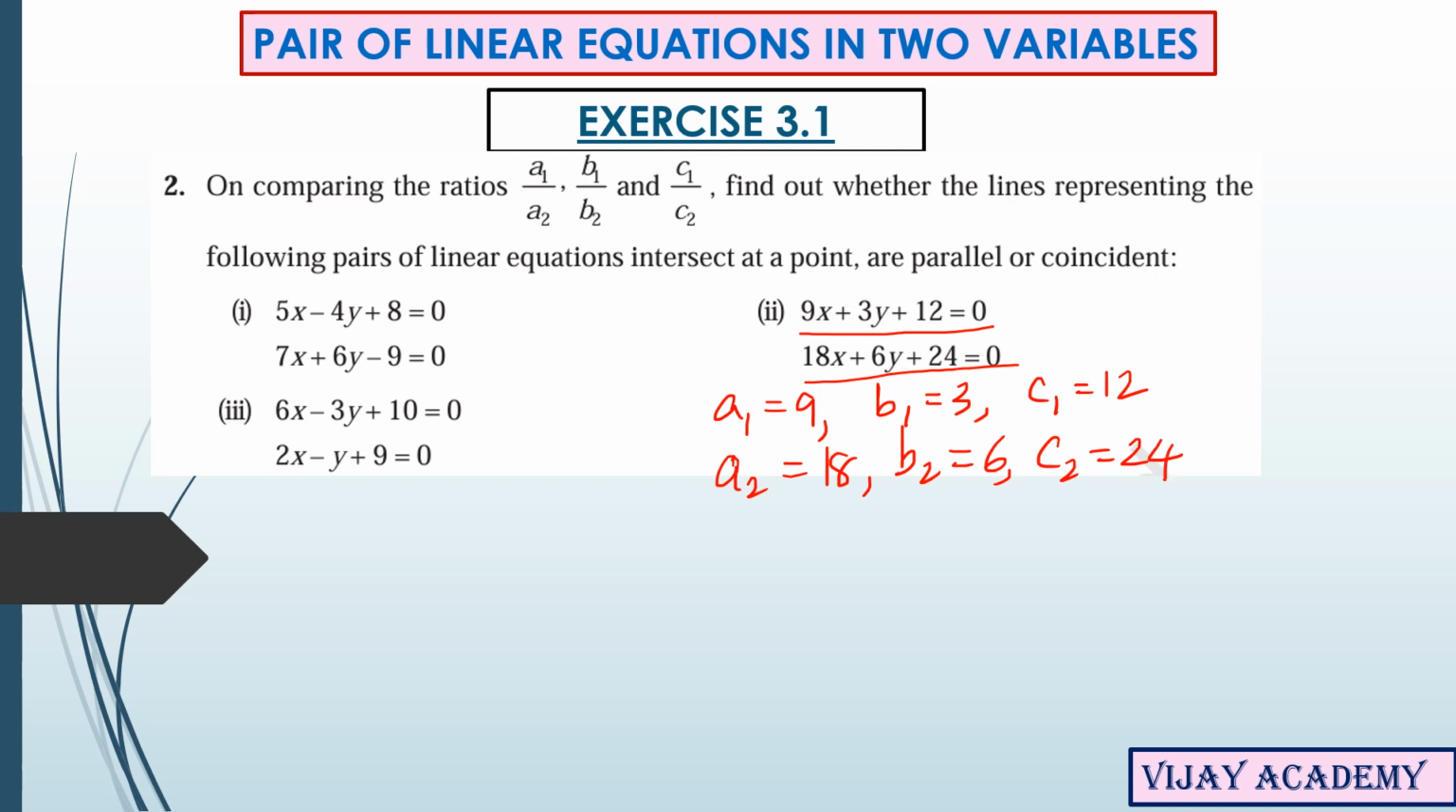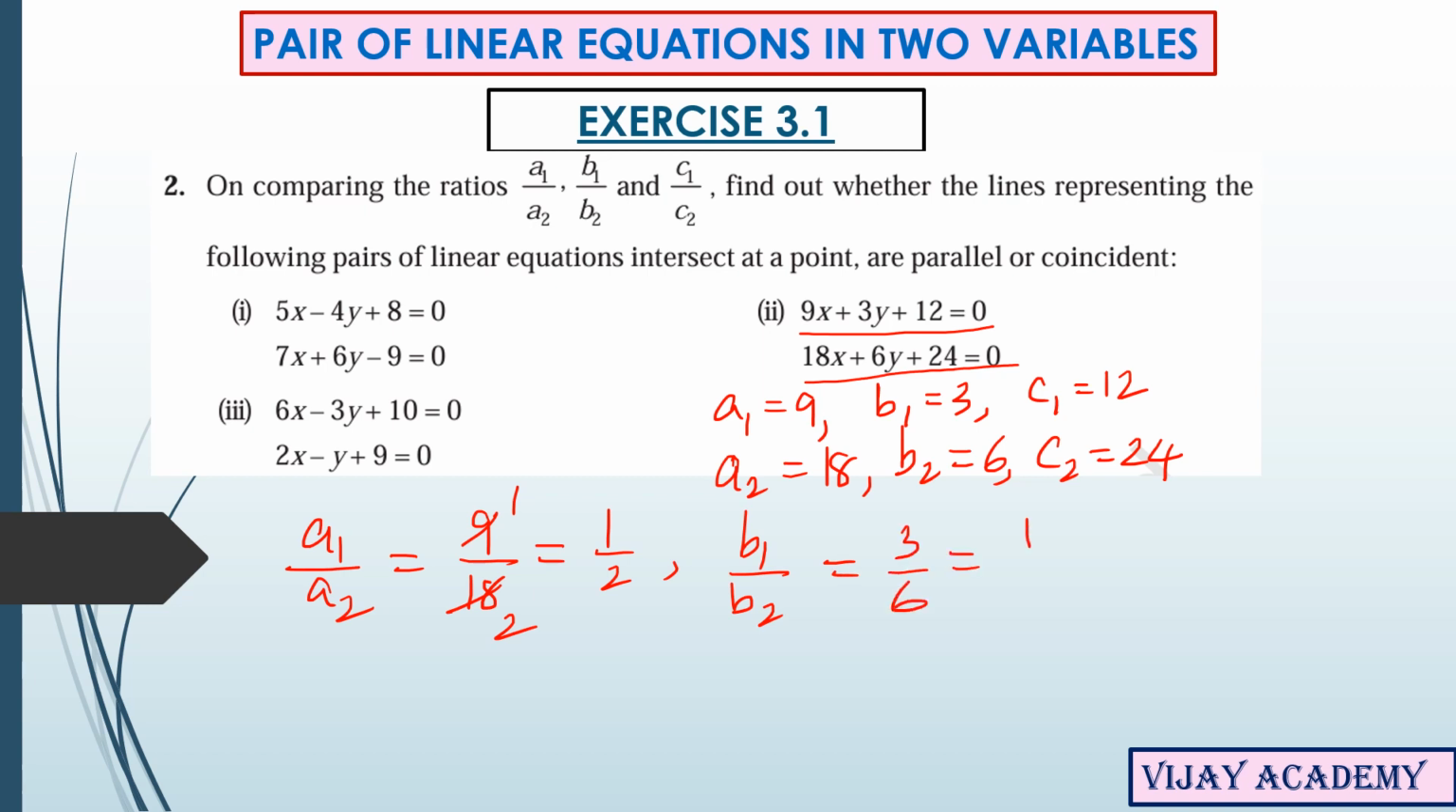So now let us find out the ratios. a1 by a2 is 9 by 18. Reducing this to lowest terms, 9 ones are 9 and 9 twos are 18, which is 1 by 2. Similarly, b1 by b2, which is 3 by 6, which is equal to 1 by 2, and c1 by c2, that is 12 by 24, that is equal to 1 by 2, because they are divisible by 12. 12 ones are 12, 12 twos are 24.